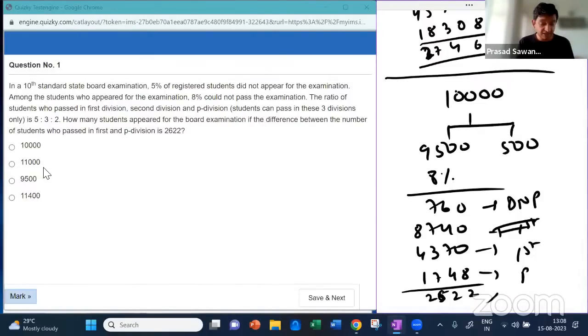Perfect. So we started with 10,000 students. How many students appeared for the board examination? Very nice. So that's where I take a second look at things. Appeared 10,000 were registered. 9,500 appeared.